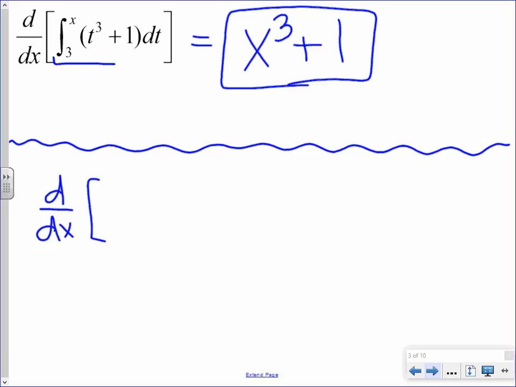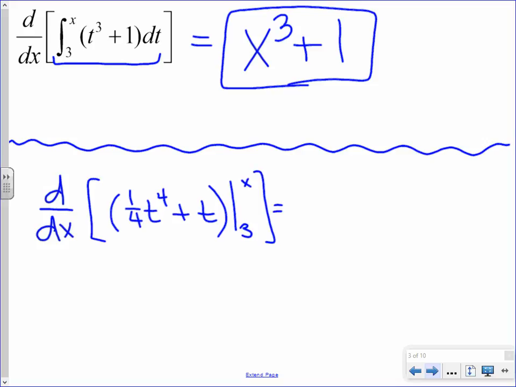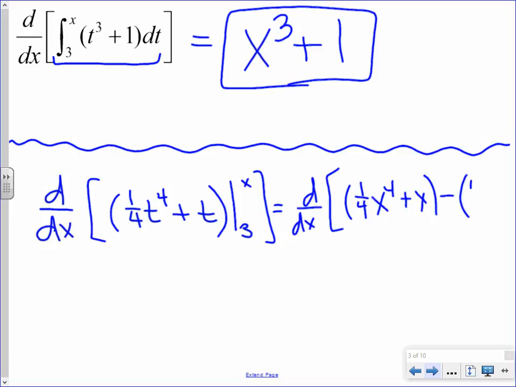If we take the integral from 3 to x of t cubed plus t, the antiderivative of t cubed plus t is 1/4 t to the 4th plus t. Do you agree? Evaluated from 3 to x. Okay. And so we have 1/4 x to the 4th plus x minus 1/4 3 to the 4th plus 3.